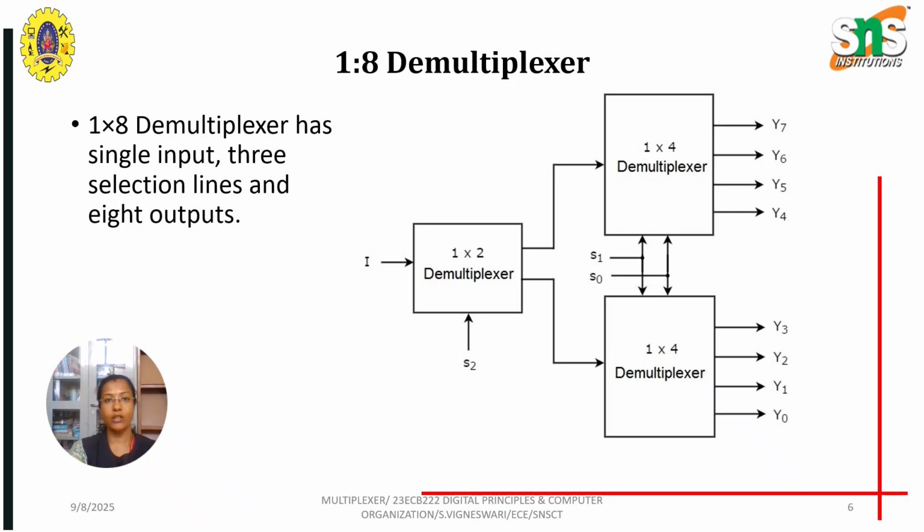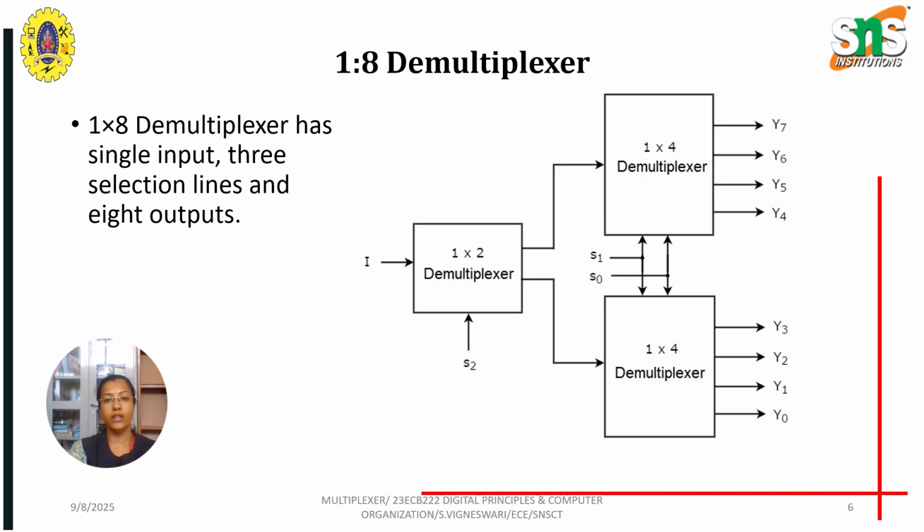Next comes the 1:8 demultiplexer. It comprises one input line, three selection lines and eight output lines from Y0 to Y7. Based on the selection lines, the input is connected to one of the output lines from Y0 to Y7. This 1:8 demultiplexer is implemented in stages. In the first stage, a 1 to 2 DEMUX is used, where the data input I, based on the selection line S2, is guided to one of the two output lines.